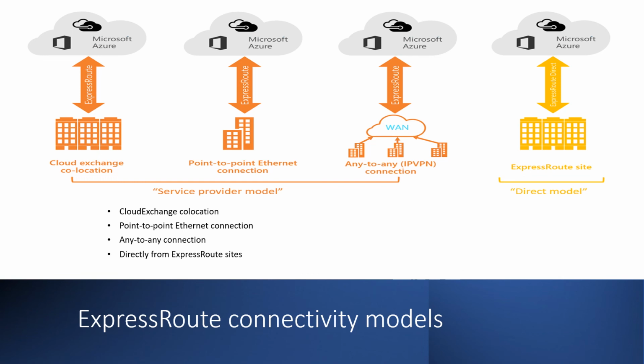Last one will be direct from ExpressRoute sites. You can connect directly into Microsoft Global Network at peering locations strategically distributed across the world. ExpressRoute Direct provides dual 100 Gbps or 10 Gbps connectivity, which supports active connectivity at scale.